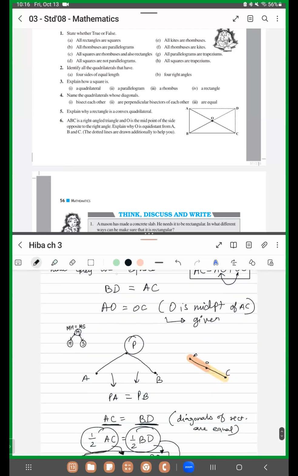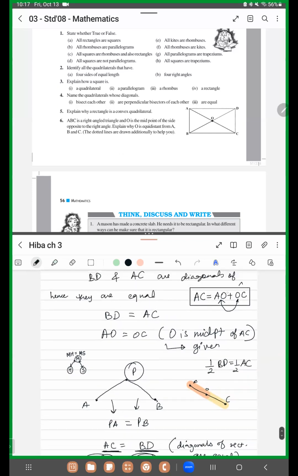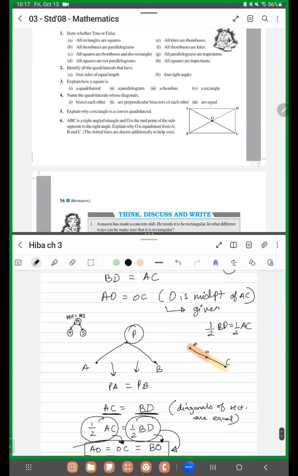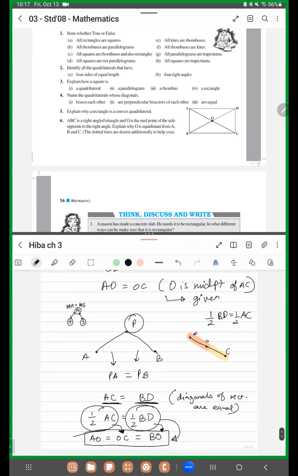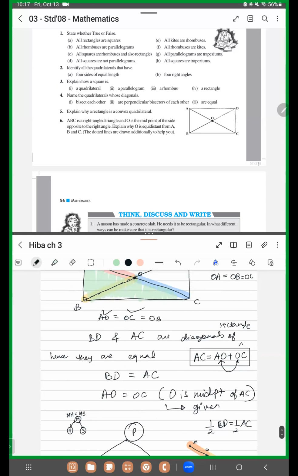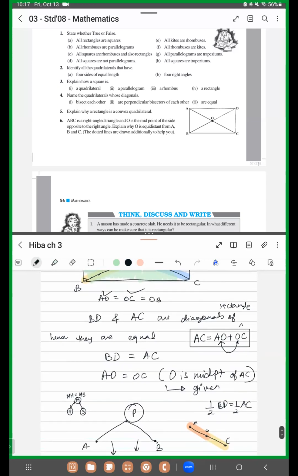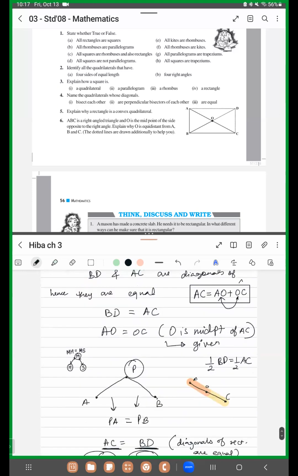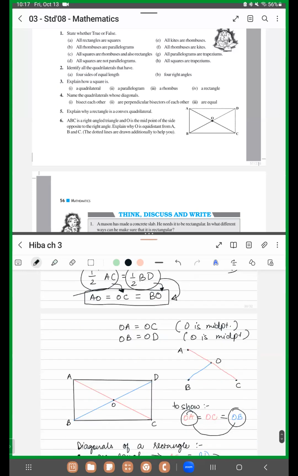So since BD is equal to AC, we can say that half of BD will be equal to half of AC. Now what is half of AC? Half of AC is nothing but your AO, because again O is the midpoint. That is why AO, or OC, you can say either, they are both half of AC.